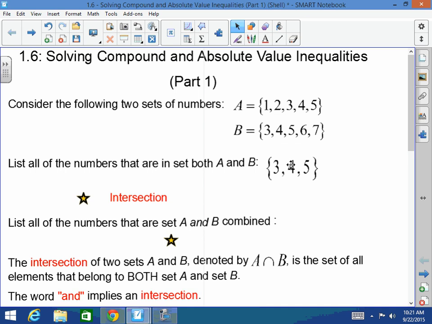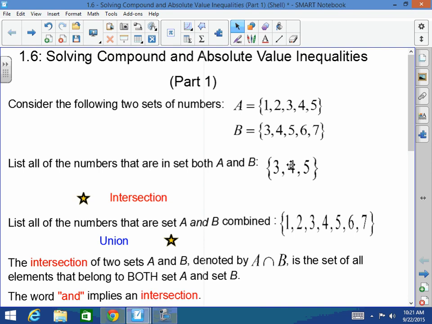When you're looking for this type of setting, you are looking at what's called an intersection of sets. If I were to ask you to list all of the numbers that are in sets A and B combined, then I take all of the values of set A, all of the values of set B, and I write them all down together. That is called a union. And if I were to do that, it would be 1, 2, 3, 4, 5, 6, and 7.